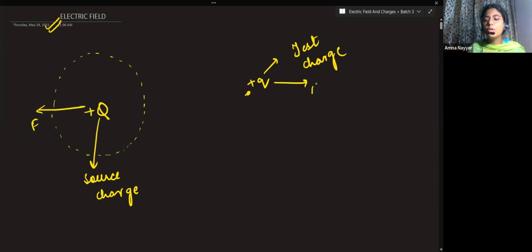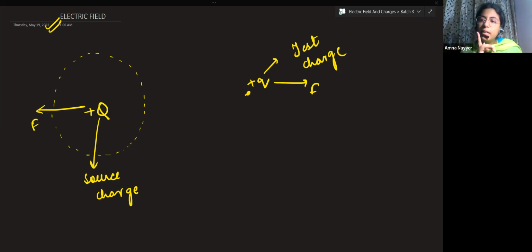Both of them will experience a force though. So what is electric field? Electric field is a property of a single charge. A single charge is enough to generate the electric field. Like in case of electric force, what happened? We required a minimum of two charges. Both exerted force on each other, so the electrical force phenomenon occurred.